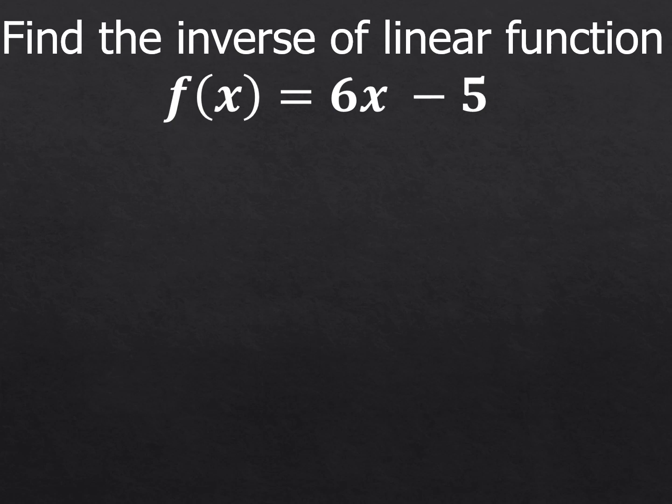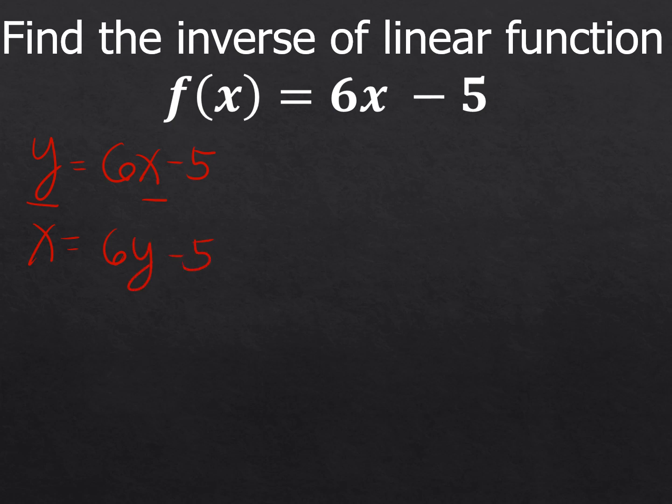The first step is change f of x into y. So we're going to have y equals 6x minus 5. After that, we're going to interchange y and x. Instead of writing y, we will be writing x. And instead of writing x, we will be writing y. So therefore, y will become x and x will become y.